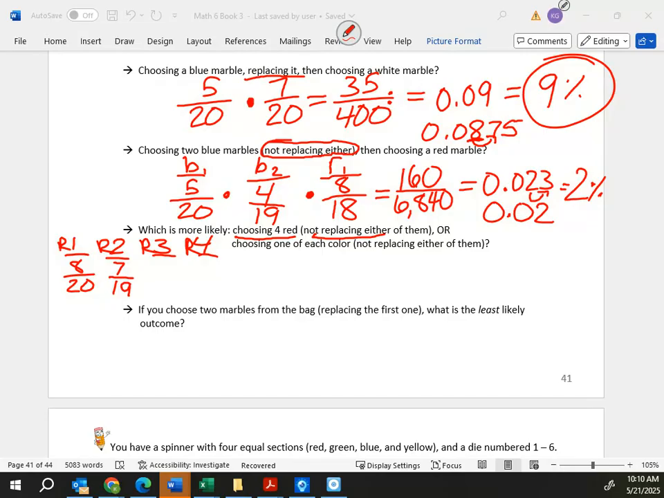What is our third probability, Maddie? 6 over 18. 6 red marbles left and there are 18 marbles altogether. No, we don't replace it. We've got 3 red marbles out of the bag. What is our fourth probability, Hudson? 5 over 17. And we're going to do step 2 of multiplying those all together.